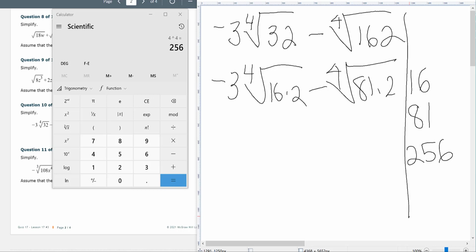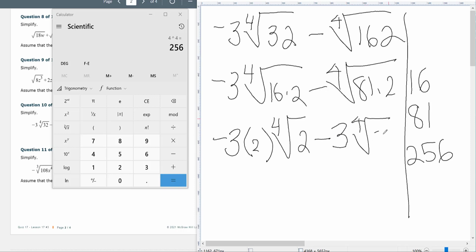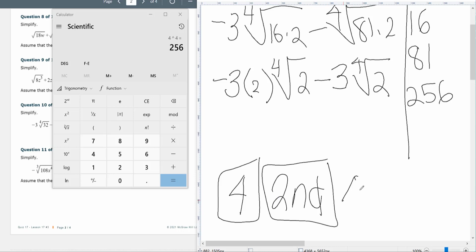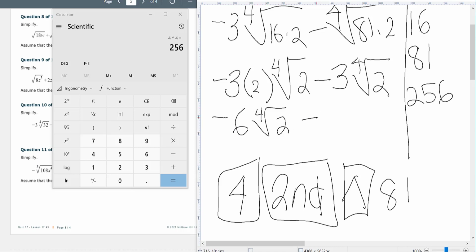So the fourth root of 16 is 2. So that's going to be a negative 3 times a 2, fourth root of 2 left inside, minus 3, fourth root of 2. Now on your calculator, to do the fourth root of 81, you have to press a 4, the second key, and the caret key.